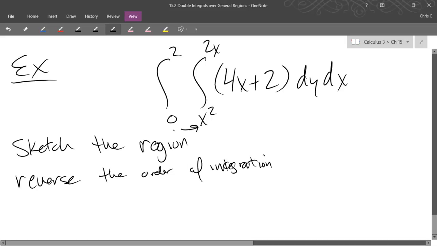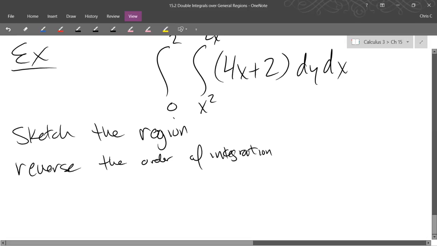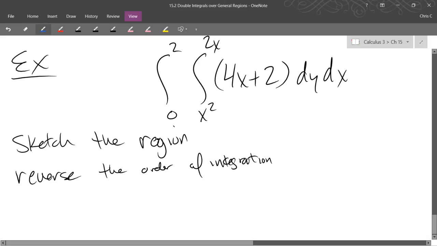So what I just told you is you can't just change the 2 and the 2x and the 0 and the x squared. You can't just move those around. You have to know exactly what region, which is why I put that step first. So draw your region out and then change the order. If it helps out, you can write x equals and y equals so you know which ones are which.